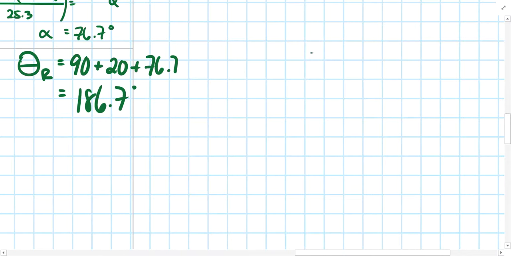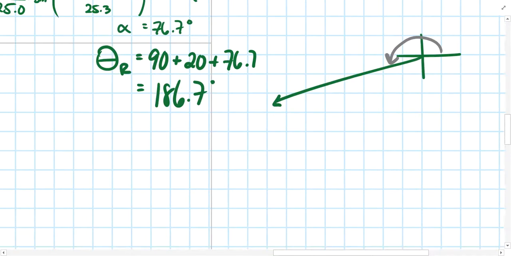After we add those two vectors together, we realize that we're now traveling 25.3 meters in this direction, or I'm sorry, 6.3 meters along this vector arrow, and the angle that we're traveling is 186 degrees, just beyond horizontal here.